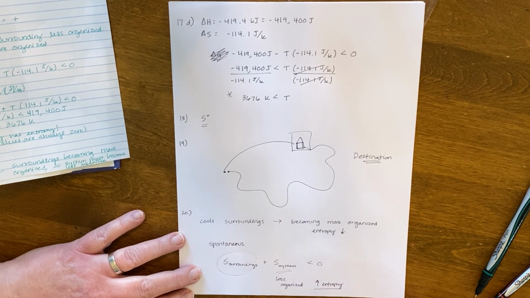Okay? So what was the question asking? Does it result in an increase or a decrease of entropy for the system? Well, the entropy for the system must be increasing. The entropy of the surroundings is decreasing. So the only way for this to be less than zero is if the entropy of the system is actually increasing.